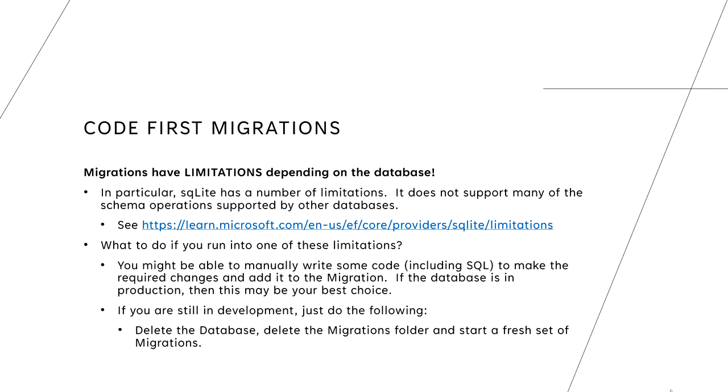Now, you could manually write some code, right, to make required changes and add it to a migration. It's done in the real world as well. It's not the most common practice, and it's not one that I, generally speaking, encourage, because then you're kind of stuck with that manually written code in the migration scenario, right? But if you're still in development, you can do that, or you can do what I've demonstrated just the other day. Just delete the database, delete the migrations folder, and start a fresh set of migrations. And that's always something you can do.